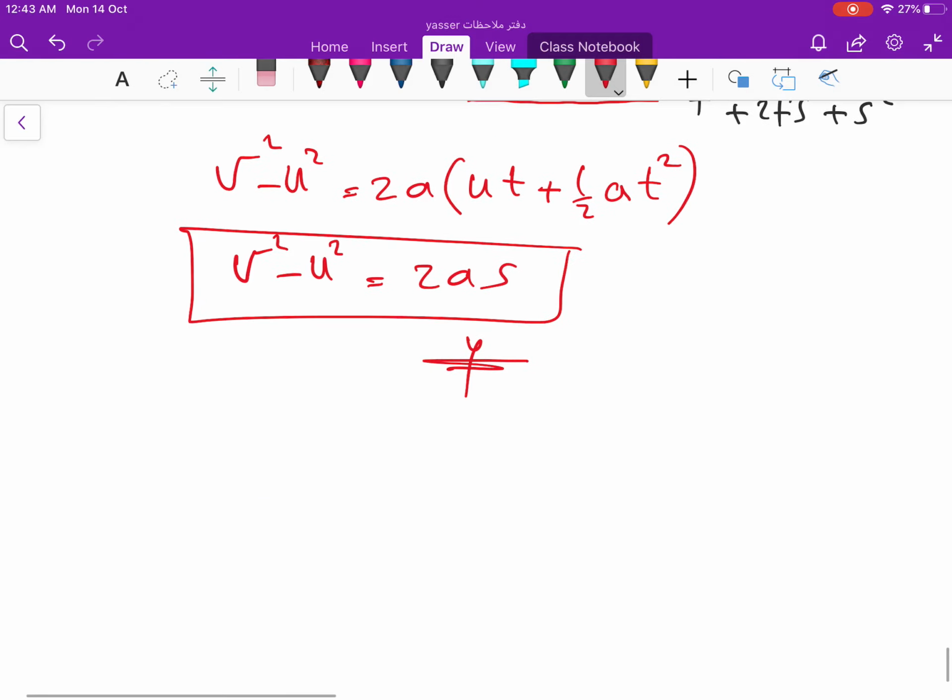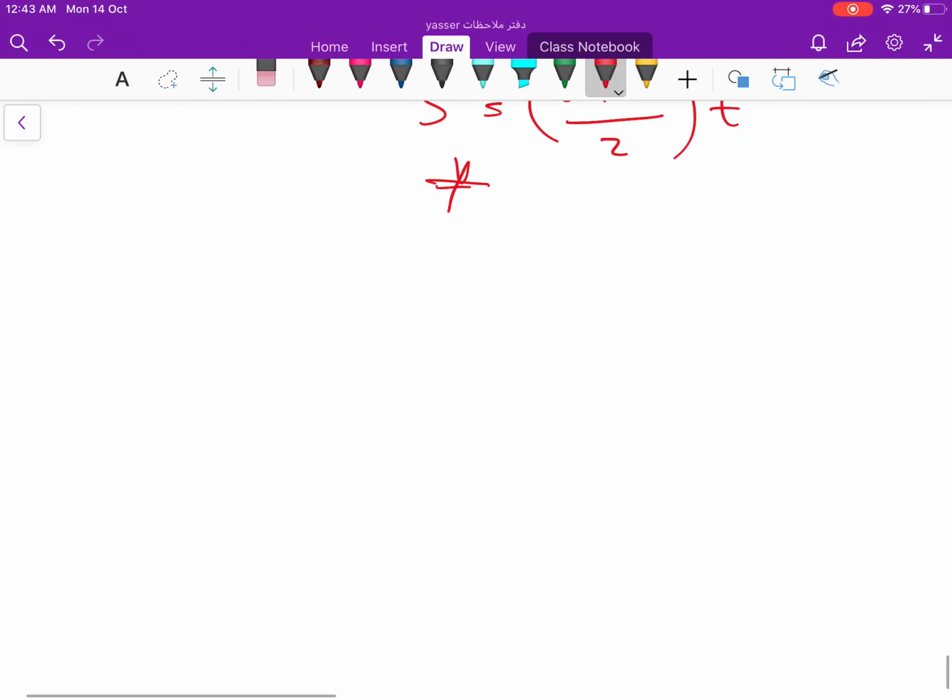The fifth equation is an easy equation. If we take the initial velocity plus the final velocity divided by 2, we find the average velocity, and multiplying by time will give us the displacement covered. And here are the five equations. I'm going to write the five equations here.